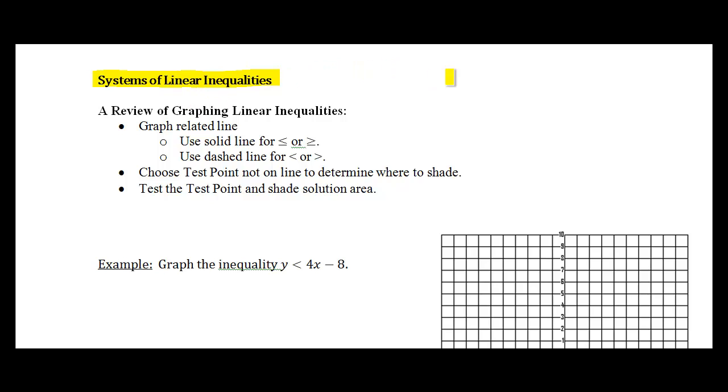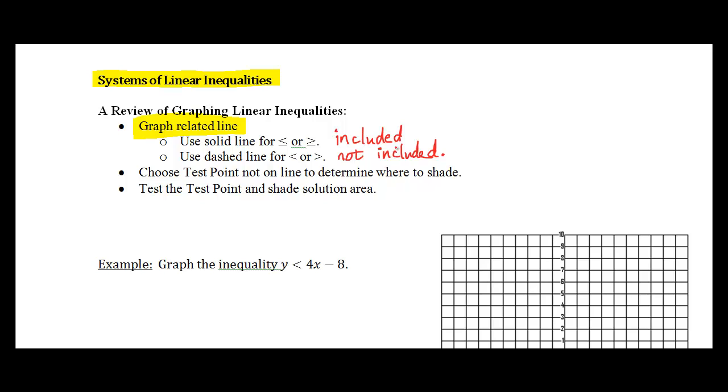The first thing I do when I graph linear inequalities is I graph the related line, the associated equation of the line that the inequality will represent. I'm going to remember to use a solid line for a less than or equal to or greater than or equal to. That means I include the points that are on that line. Or I'm going to use a dashed line for a less than or a greater than. That means that the points on the line are not included as part of my solution. All right, I'm going to keep those two things in mind.